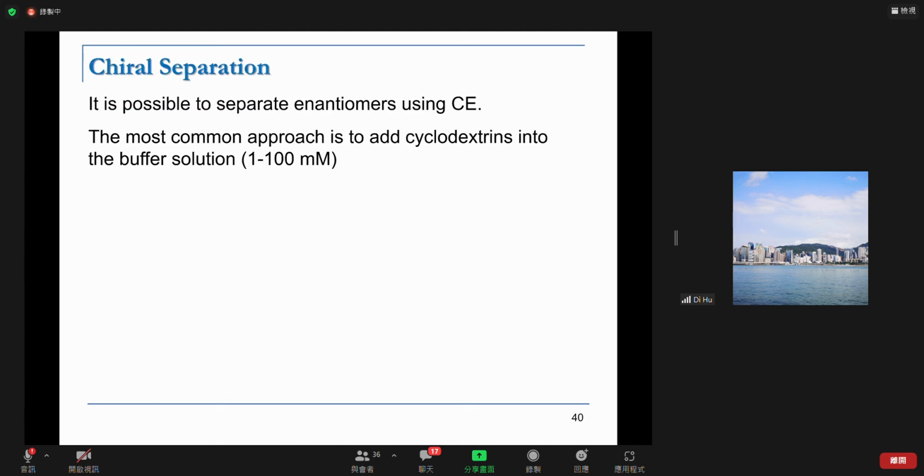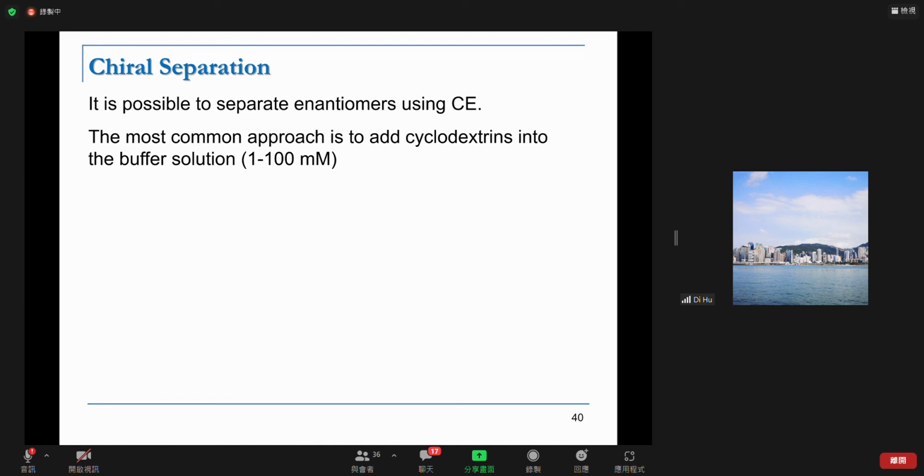Now how about we talk about chiral separation? Okay, that is the last part. We go pretty fast. It's also possible to separate the enantiomers using CE. What are enantiomers? An enantiomer is one of two stereoisomers that are mirror images of each other, like our hands, left hand and right hand, right? So they are enantiomers, and they are mirror images. It's very challenging to separate them. However, CE can be used for some chiral separation.